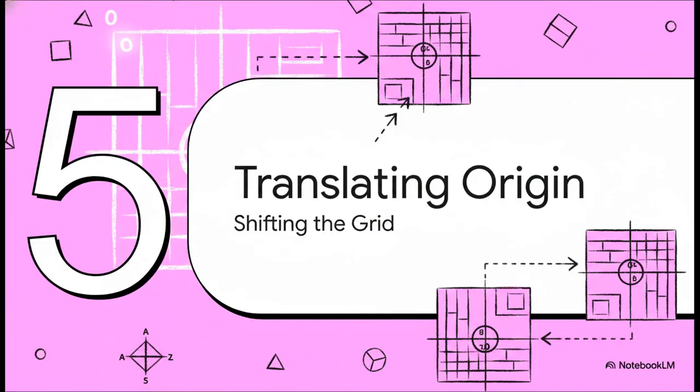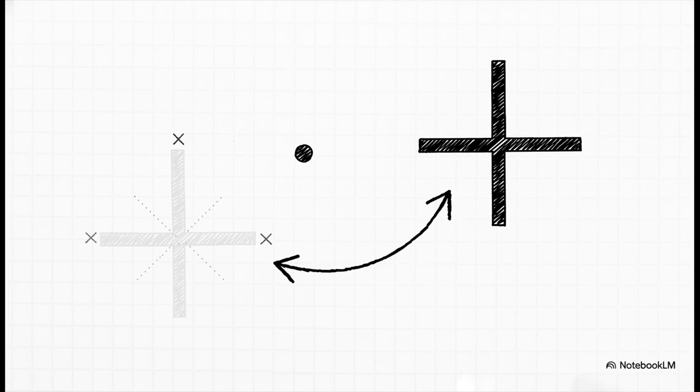And finally, Section 5, Translating the Origin. So sometimes equations get incredibly messy just because they're drawn super far away from (0, 0). But if we shift the origin to a completely new point, let's call it (h, k), we actually transform the coordinates of any point in the plane. To find the new updated coordinates, x prime and y prime, we simply subtract the new origin's coordinates, h and k, from the original x and y.